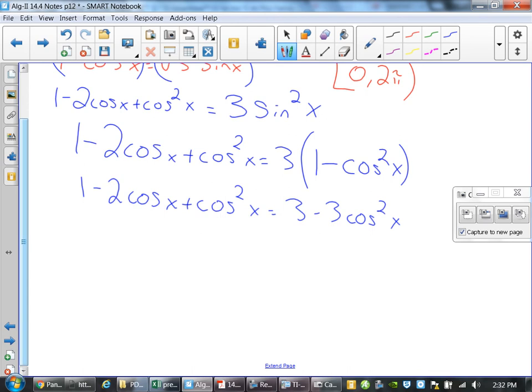Basically, in this case, I'm going to move stuff on the right to the left, because I have a negative 3 cosine squared, and on the left I have a cosine squared. So the negative 3 loses. I'm going to add the 3 cosine squared. I'm going to subtract the 3. So let's see here. We get 1 minus 2 cosine x plus cosine squared x minus 3 plus 3 cosine squared. I'm just writing out longhand to show you guys what I'm doing.